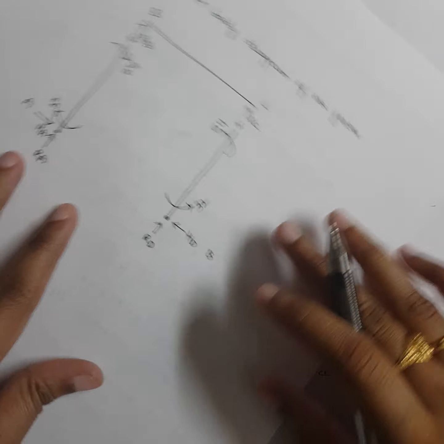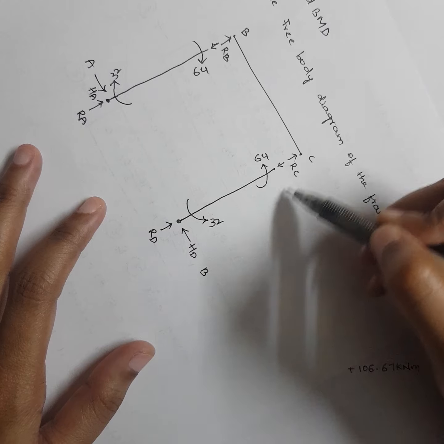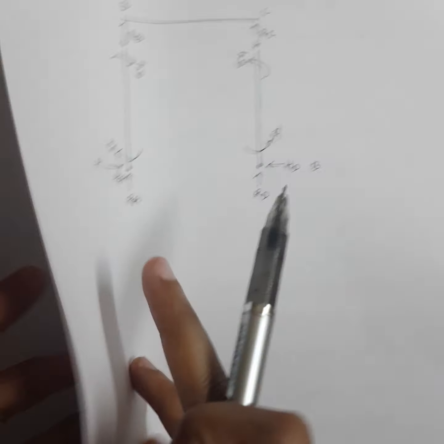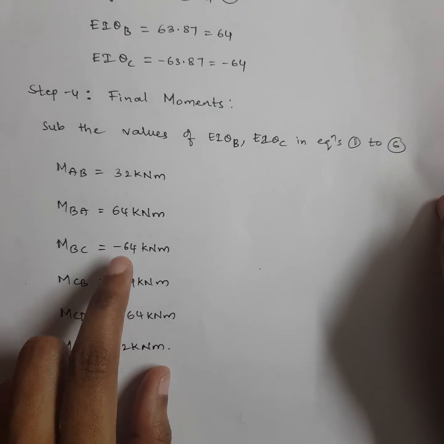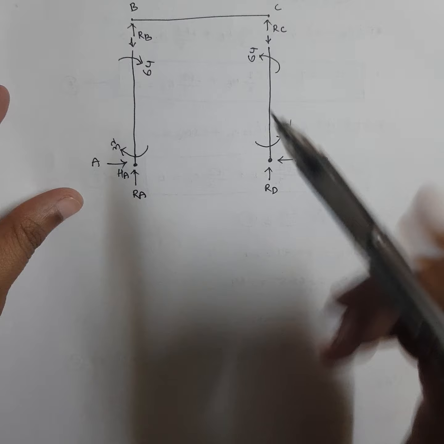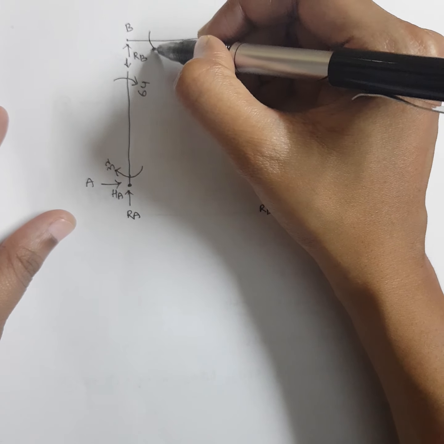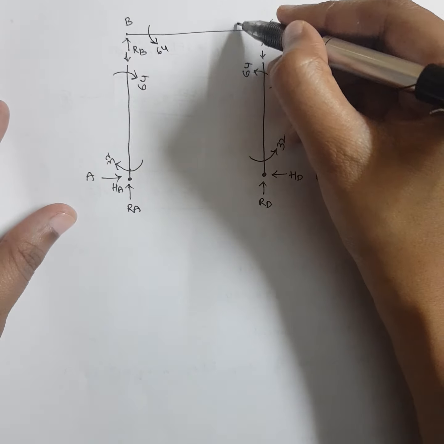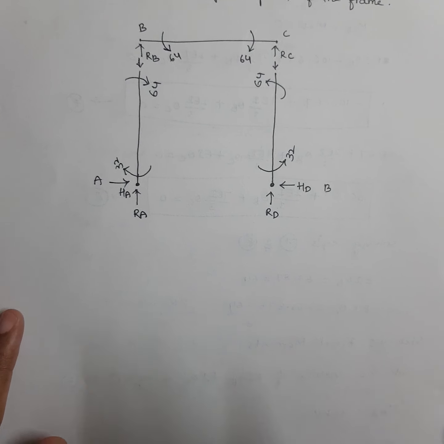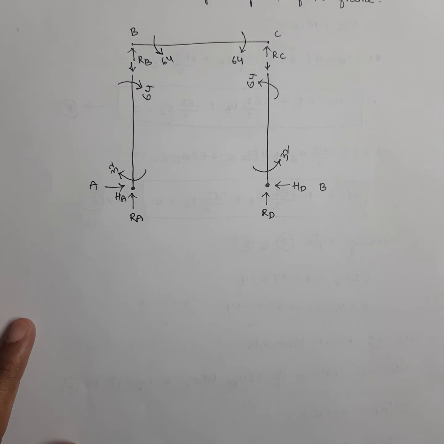Now if you observe, anti-clock, anti-clock, clock, clock. Perfect, right? Now let's do for BC. BC is minus 64 and CB is 64. Okay, BC is minus 64, so this is anti-clock and this is 64 positive clock. Perfect. So like this, first you have to draw the free body diagram.